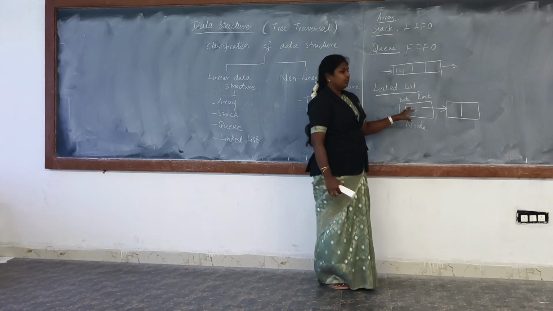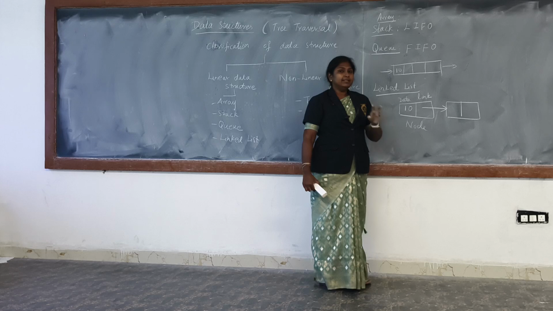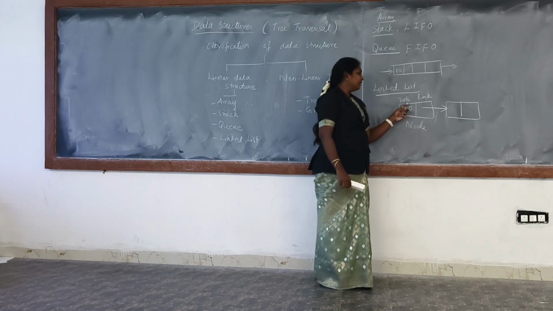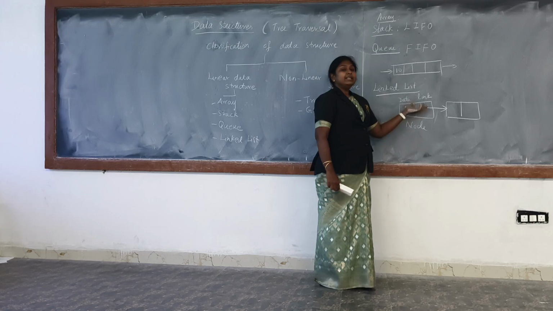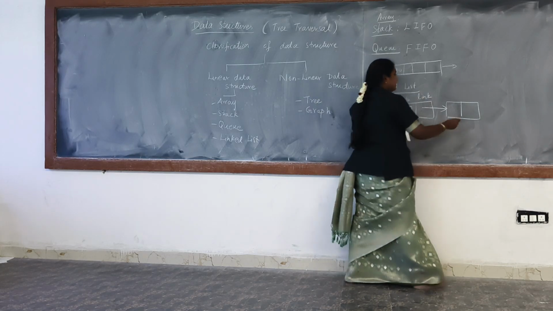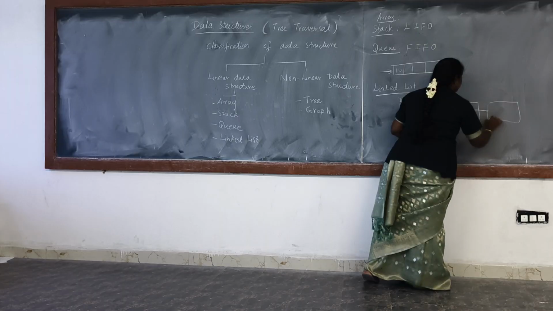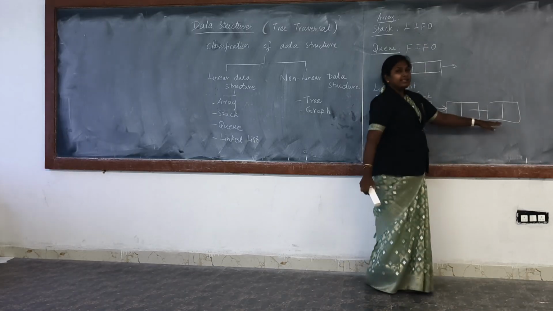So each node will have two segments. One is for storing the data, the other one is for storing the next node's address. So what does the last node contain? This is the last node.